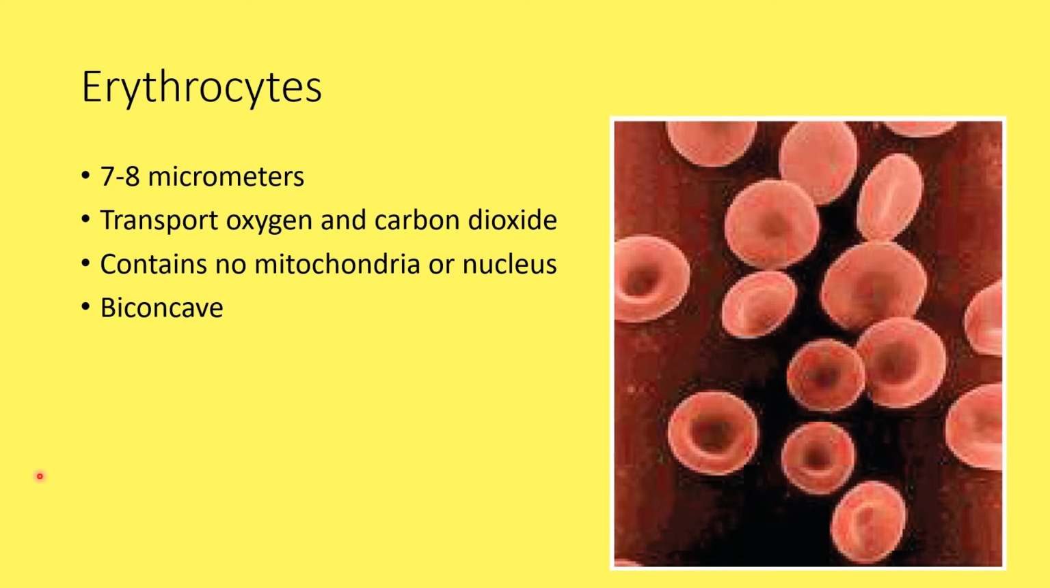You can see the shape of it. It's biconcave. That increases surface area. It also makes it very flexible. It can kind of fold in on itself to get through some of the blood vessels, like the capillaries that are very small diameter. Only about one cell can get through at a time. And sometimes they have to kind of fold over on themselves to pass through.